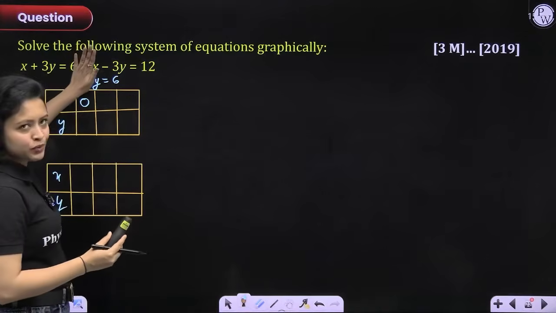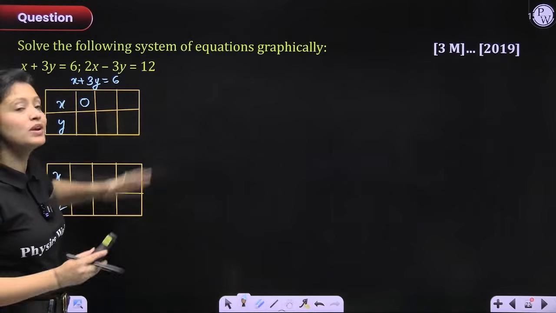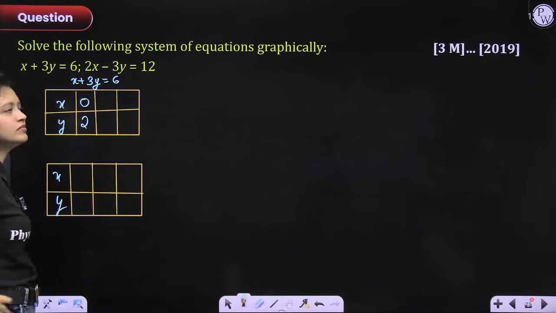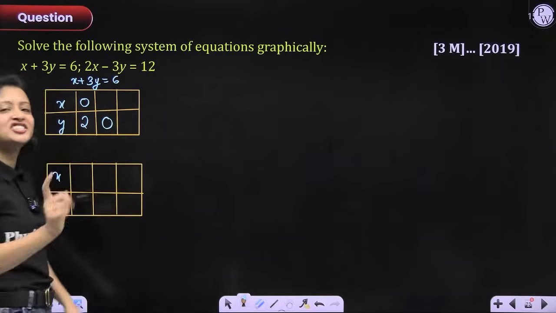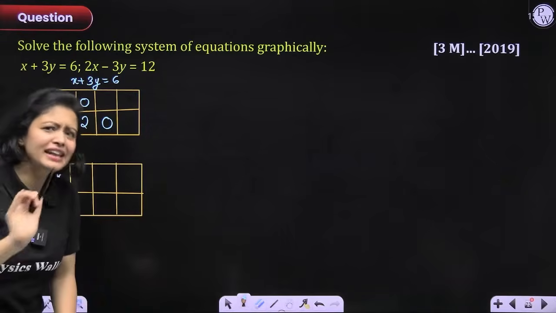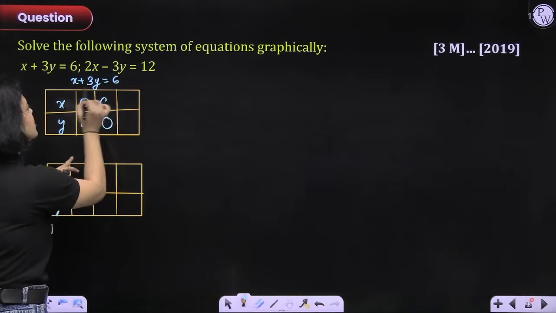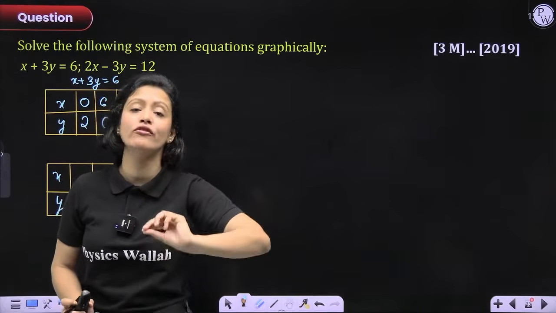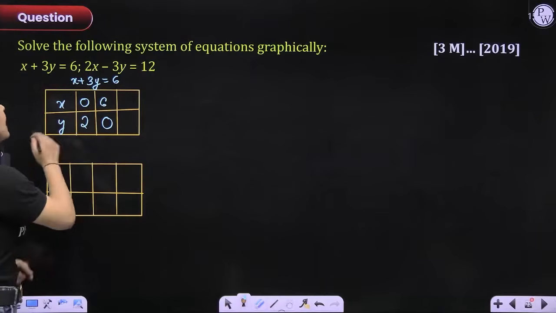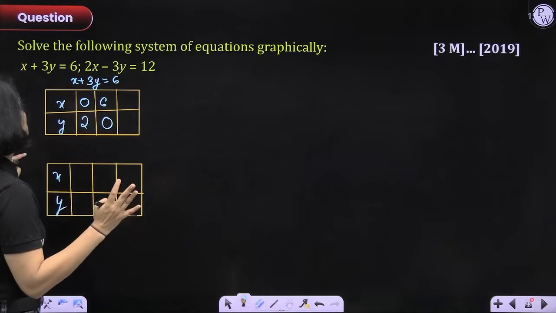Now as soon as I put x as 0, this thing will reduce to 3y is equals to 6. That means y will come out to be 2. Second thing, put y as 0 and check what you're getting as x. This is very easy, okay? So I put y as 0 and I got x as 6 clearly from this equation. So you are going to plug the value of one variable and you're going to get the value of the other variable. Okay?